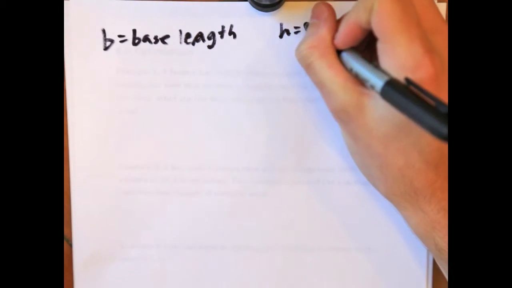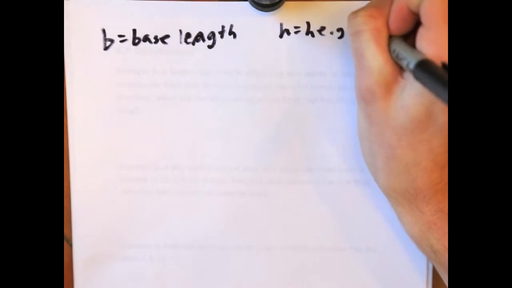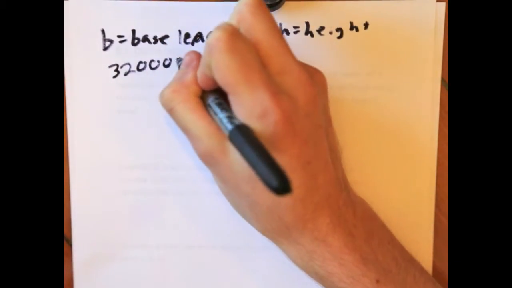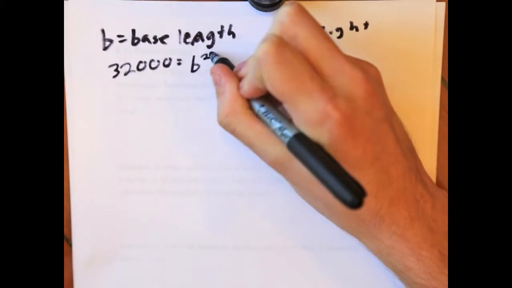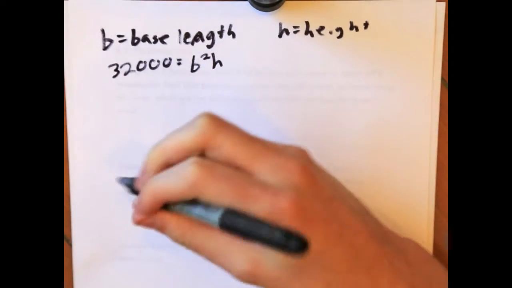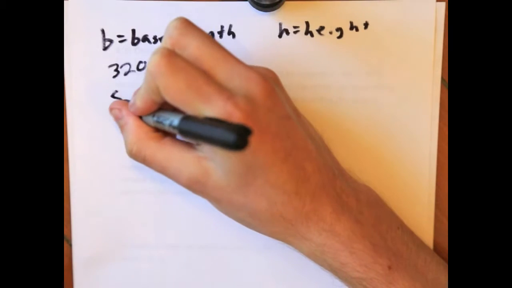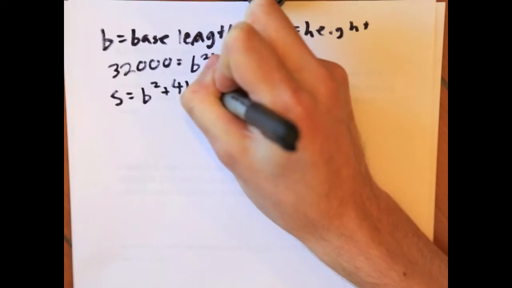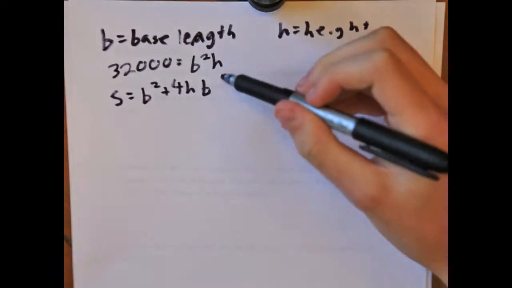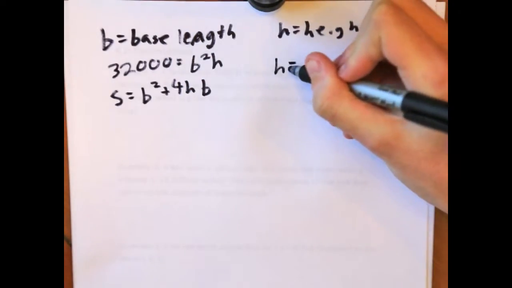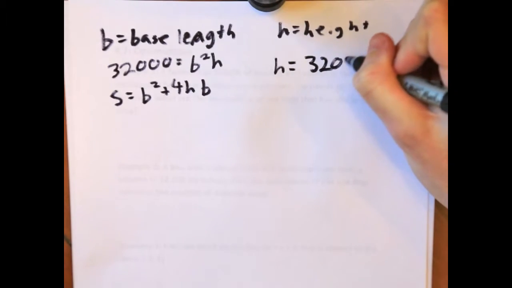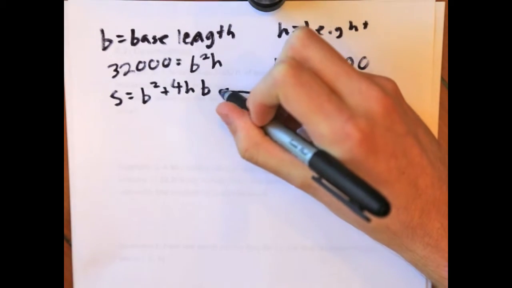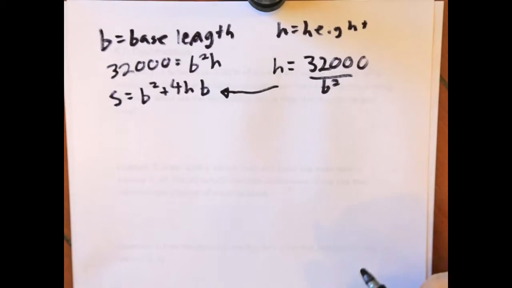And H equals height. So we know our volume equation, which is 32,000 equals base squared times height. And our surface area equation is S equals B squared plus 4HB. And now we can simplify this equation to get H equals 32,000 over B squared. And then we can plug this into the H in the surface area equation.